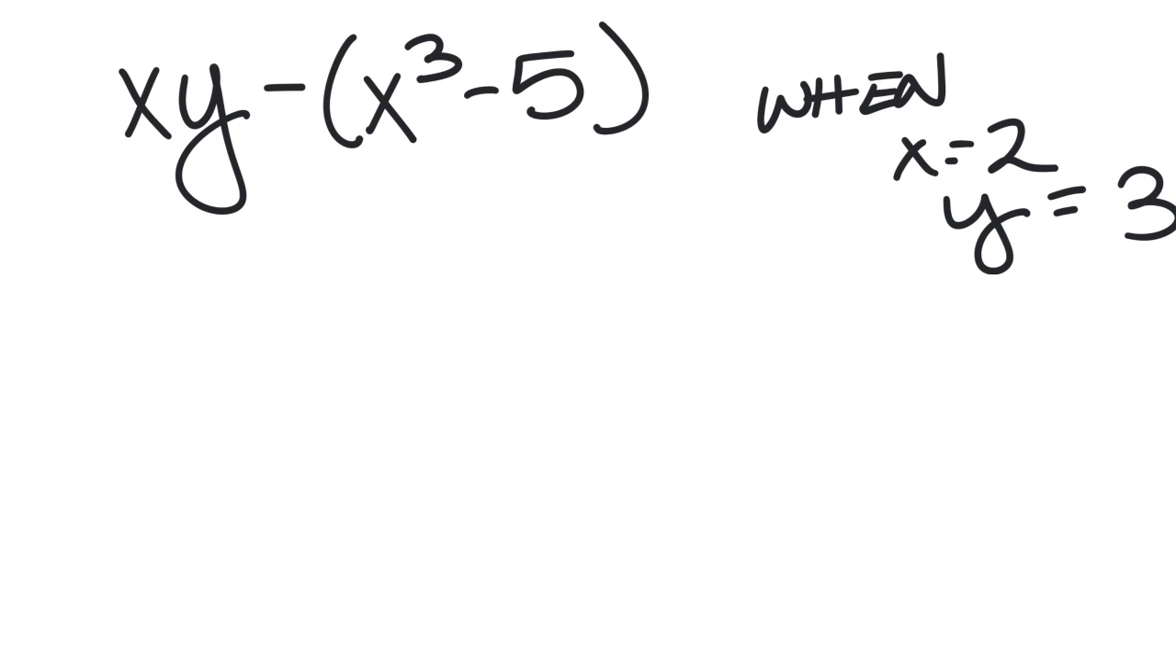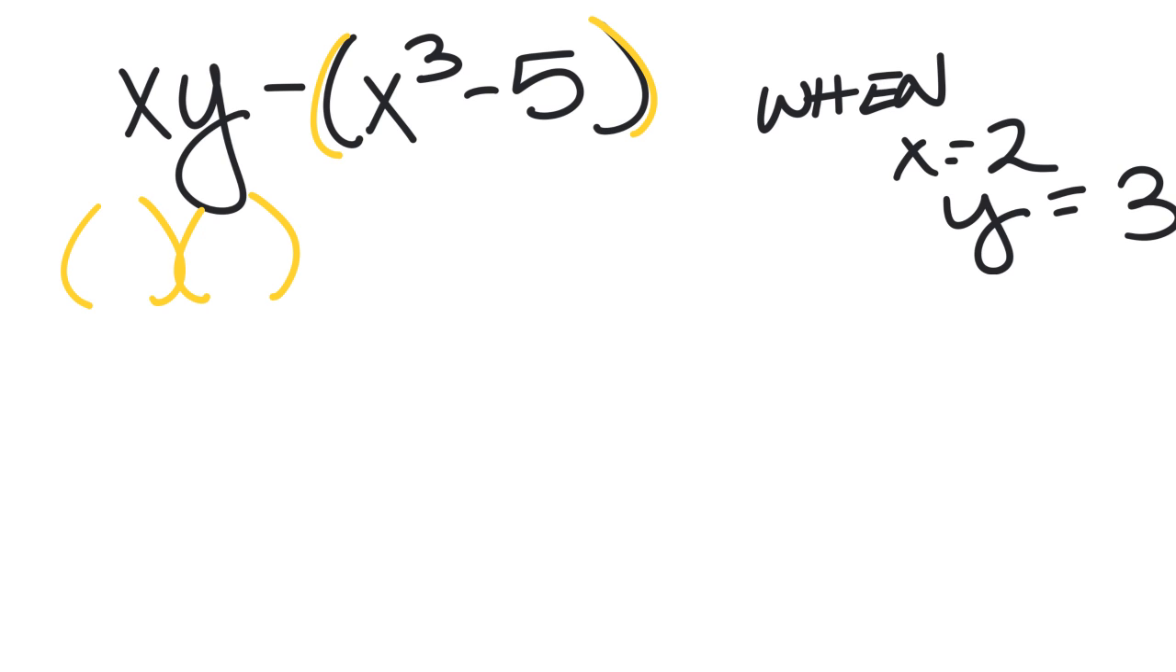And here's one that's a little bit more intense. So again, we just need to be really careful. I always like to start with reading it. So this is x times y minus the quantity. So those parentheses mean the quantity. So we have to do that all just like with order of operations of x to the third power, or x cubed minus 5. So let's start opening some parentheses.